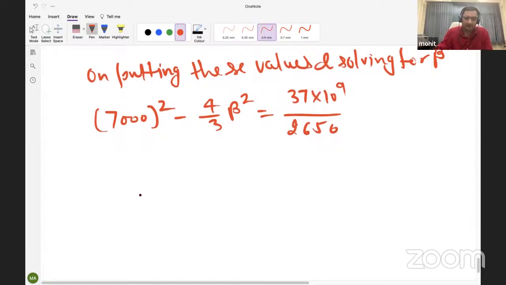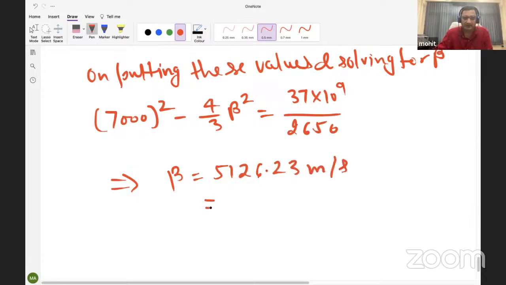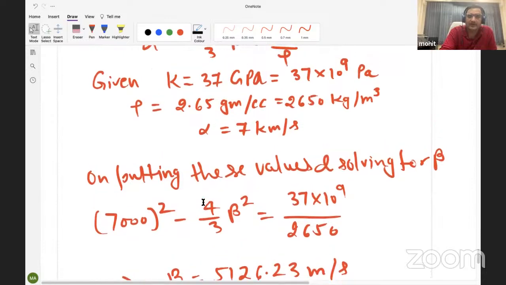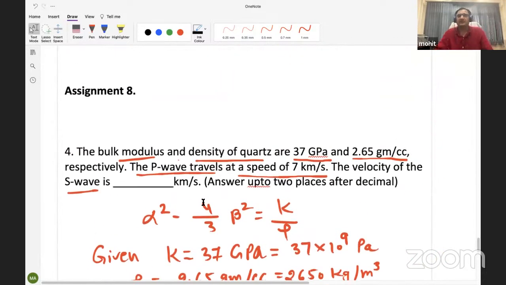So after you solve this, you will get beta equal to 5126.23 meter per second, and that is approximately 5.13 kilometer per second. So this is your beta. In the question, this is what they are asking about. What is the value of shear wave velocity? So that is equal to 5.13 kilometer per second.